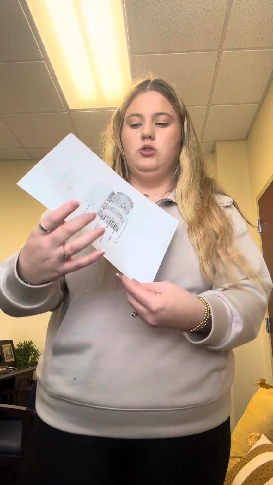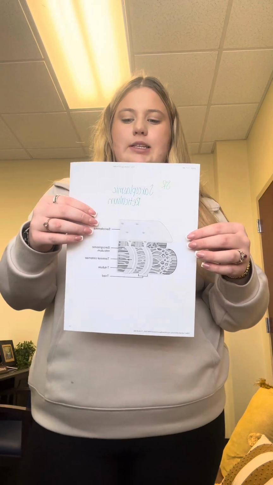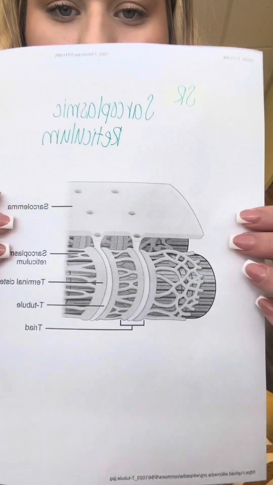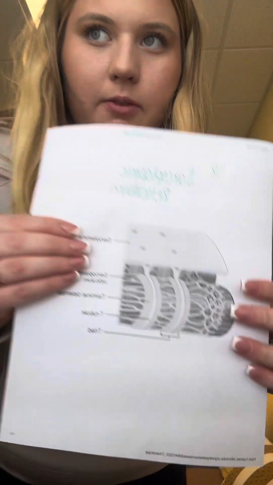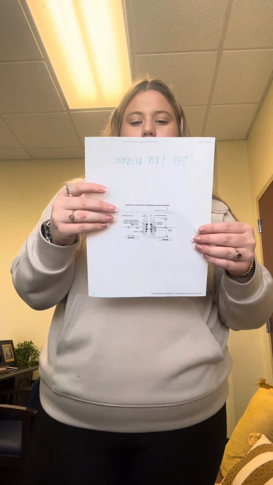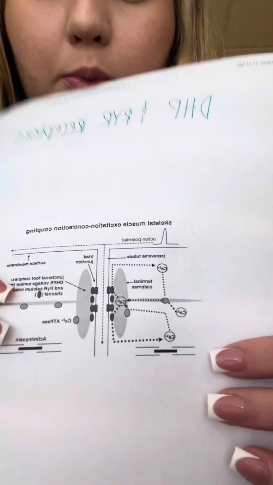The next is the sarcoplasmic reticulum, also the SR, which controls muscle contraction and relaxation by releasing and storing calcium ions. So it goes through there. The next is DHP and RYR receptors. They're the proteins that work together to enable excitation-contraction coupling in muscle. So this is the picture.